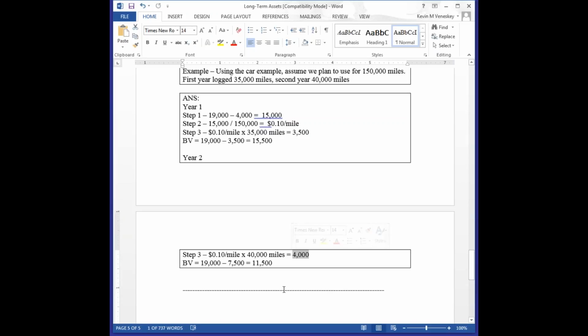So once I have this $4,000 depreciation expense, I can then get my new book value. Original cost minus how much I've depreciated in total. So $3,500 year 1, $4,000 in year 2. That's where I get the $7,500. Remaining book value of my car would be $11,500.